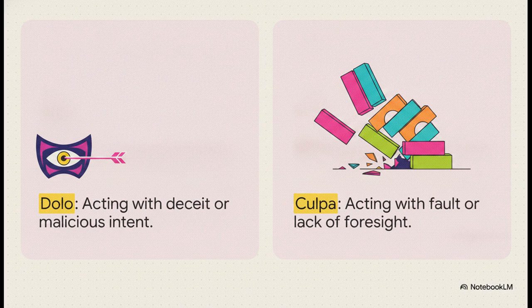Now, diving a bit deeper into that mental state, a felony generally involves one of 2 things. It's either dolo, meaning intentional deceit. Think of plotting an elaborate bank heist. Or it's culpa, which is fault through sheer negligence or lack of foresight, like texting while driving and causing a massive pileup. You don't always have to have some evil master plan to commit a felony. Sometimes being incredibly reckless is more than enough to cross that legal line.